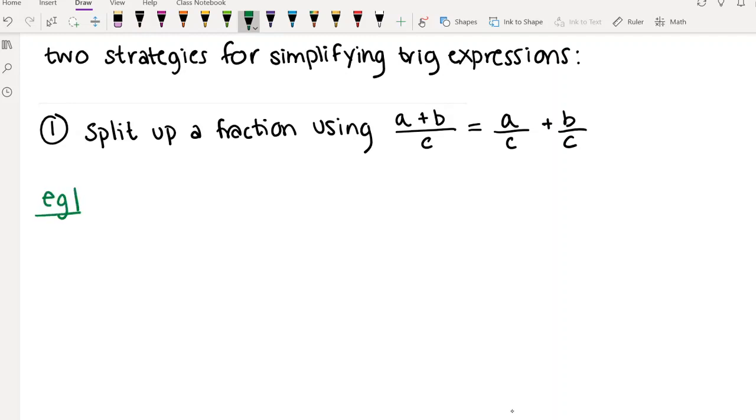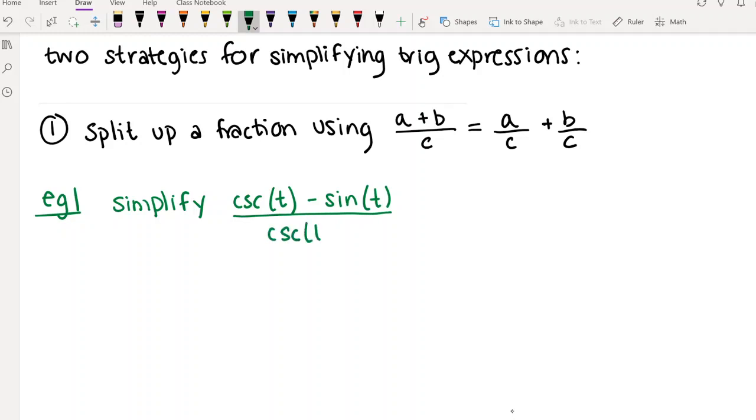So an example that would be a good one to use this method on would be if you were supposed to simplify cosecant of t minus sine of t, divided by cosecant of t. So why is this one a good candidate for this approach?